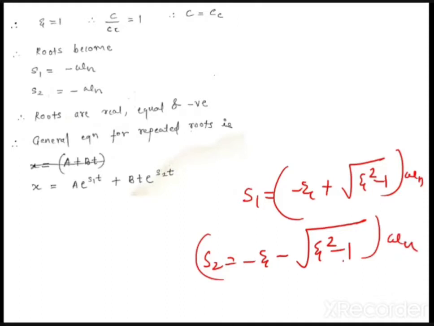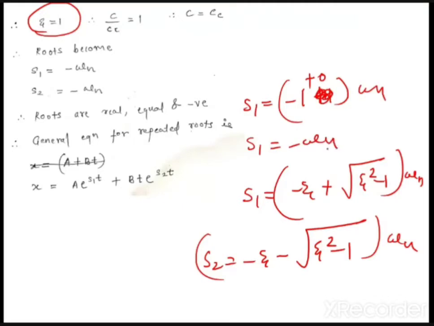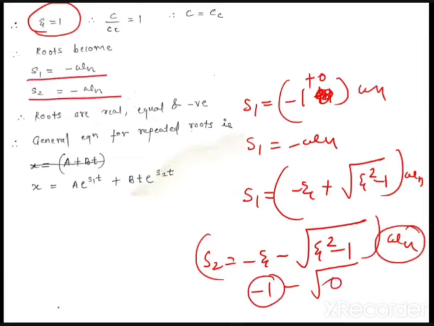Is it clear? Now, if zeta is equal to 1, put zeta equal to 1 here. So what will you get? S1 is equal to minus 1 plus square root of 0, into omega n. So S1 is equal to minus omega n. Similarly, you put here minus 1 minus square root of, again here it is 0 only. So you are getting minus 1 into omega n. So S1 and S2 are both equal to minus omega n.